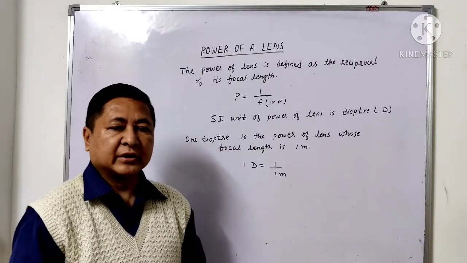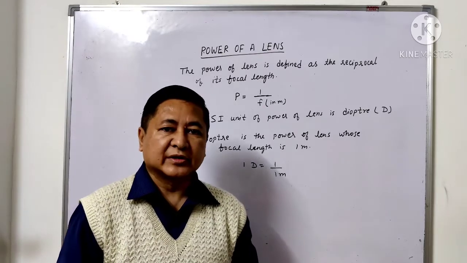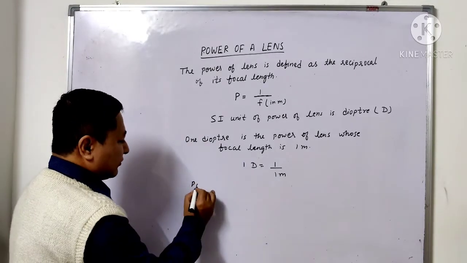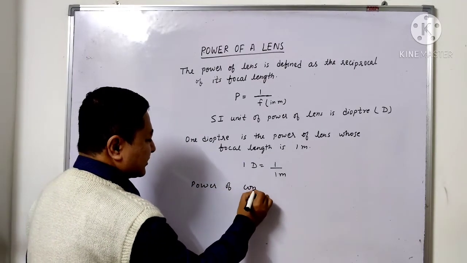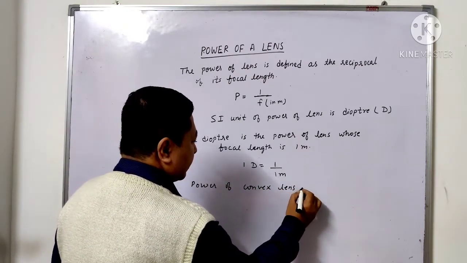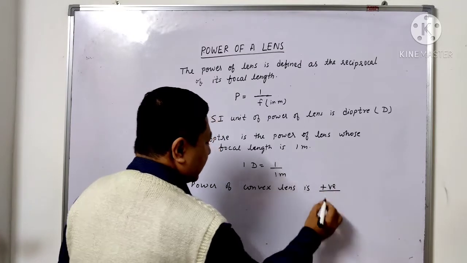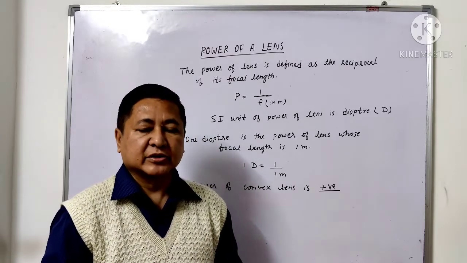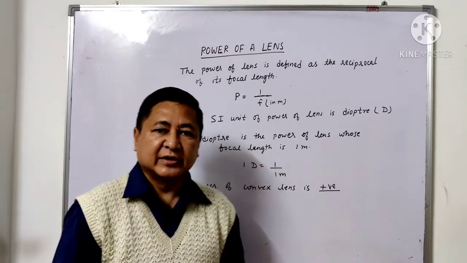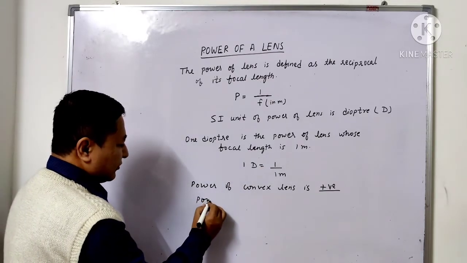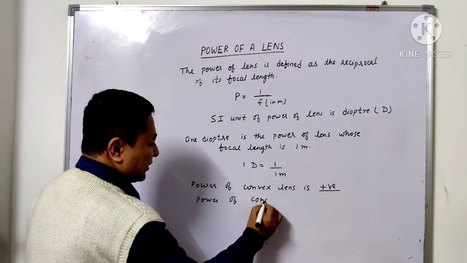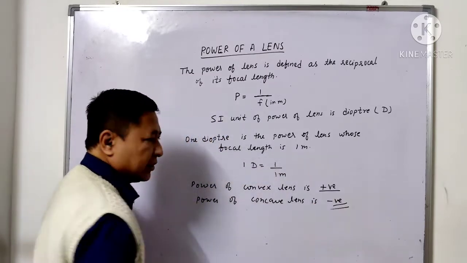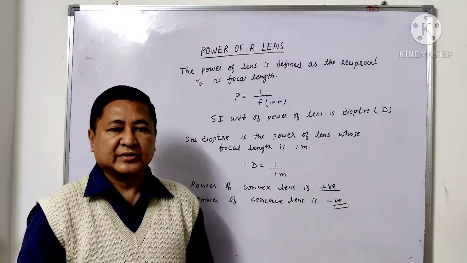Now as we know, the focal length of the convex lens is positive. That's why the power of a convex lens is positive. Whereas the concave lens, its focal length is negative because it is on the left hand side. So the power of a concave lens is negative. Now let us solve some numericals based on power of lens.